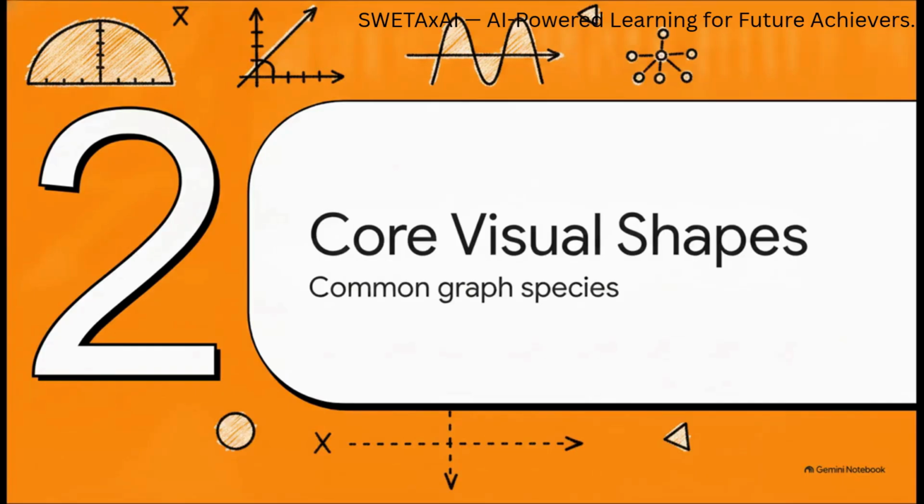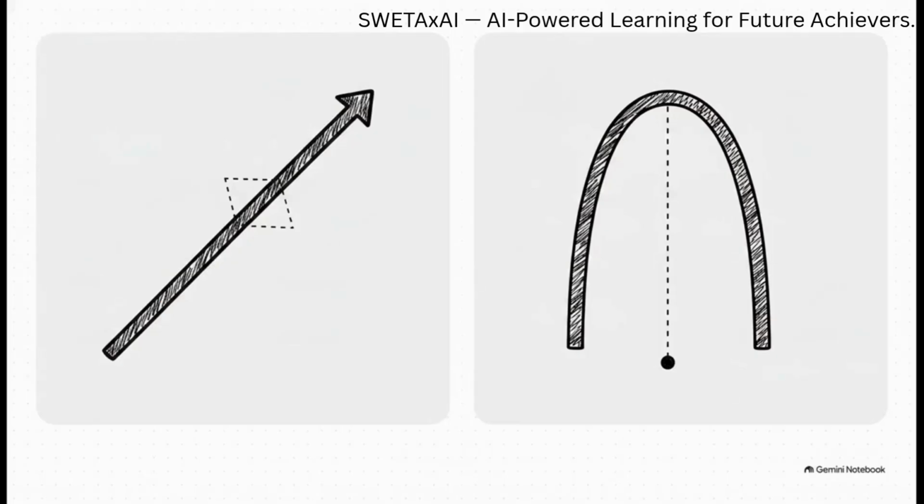Section 2. The core visual shapes. Let's contrast two of the most fundamental species. First up is the straight shooter, the linear graph, represented by y = mx + c. It forms a perfectly straight line driven entirely by its gradient and y-intercept. Now, completely distinct from that is the quadratic parent function, y = x². It forms a U-shaped parabola, boasting a definite turning point and a perfect axis of symmetry right down its center.